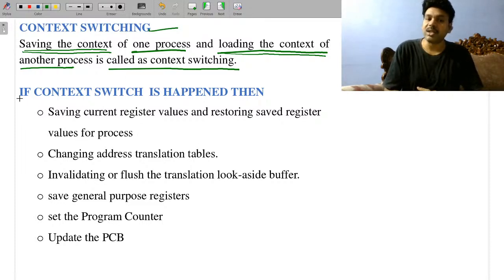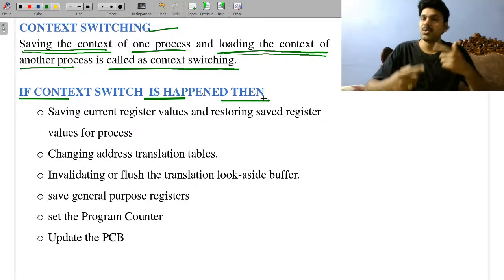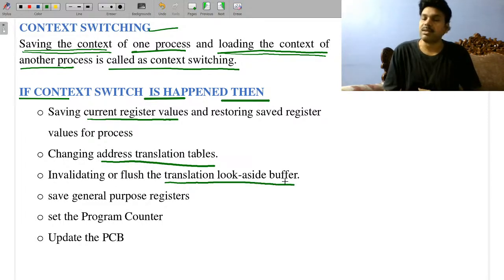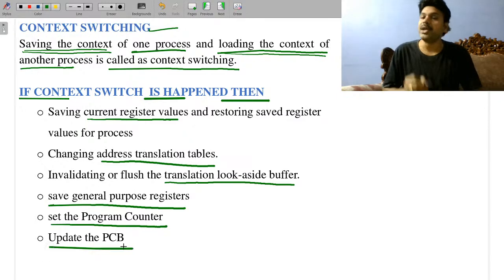So if a context switch happens, what to do? The operating system is going to do these steps. What are they? Saving the current register values, changing the address translation tables, flushing the translation lookaside buffer, saving the general purpose registers, updating the program counter, and updating the PCB.